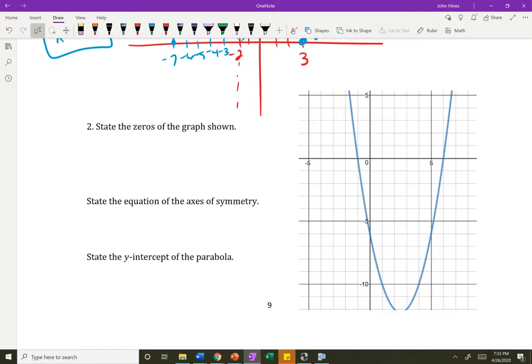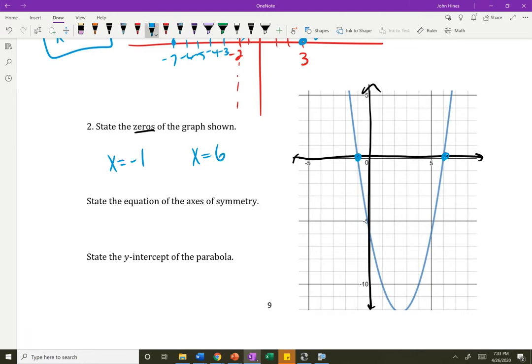So try this on your own here. Here's a parabola. I mean, the x-axis is kind of hard to see. There's the x-axis and there's the y-axis. And I said state the zeros of this graph. Well, where do we look for the zeros? We look on the x-axis. So where do I hit the x-axis? I hit it at x equals -1 and x equals 6.